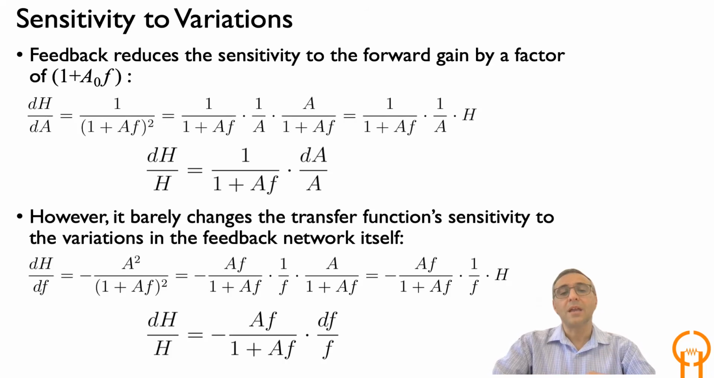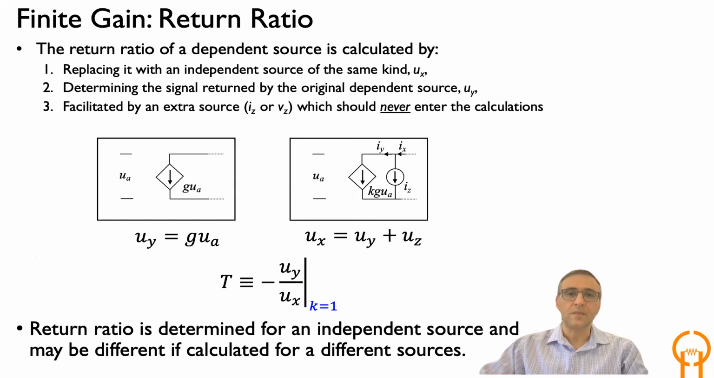Now, at the same time, if you do the same analysis for feedback, you see that the same thing doesn't happen. You see that the variation in the feedback, dF over F, is almost exactly reflected in the transfer function. And that's why it's important, if you are trying to make a stable transfer function, to make sure that your feedback network is stable, because your stability is really limited by that, because that factor for large AF is very close to 1, as you see in the bottom. So this is the basic calculation of the asymptotic transfer function.